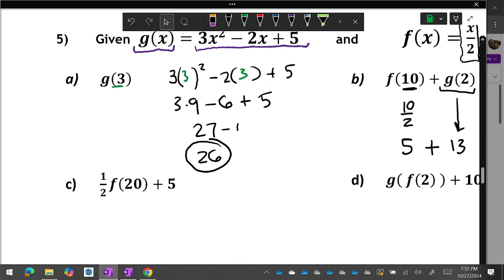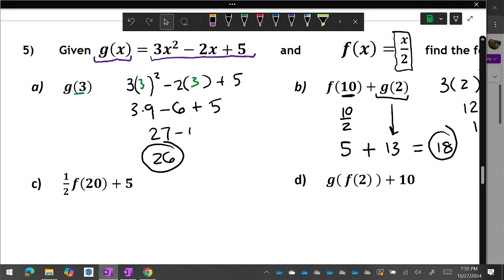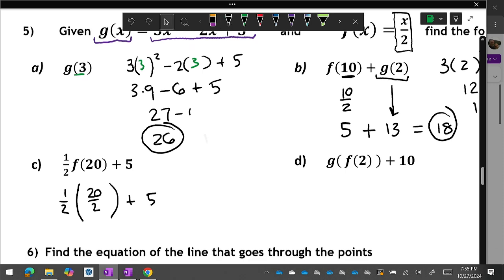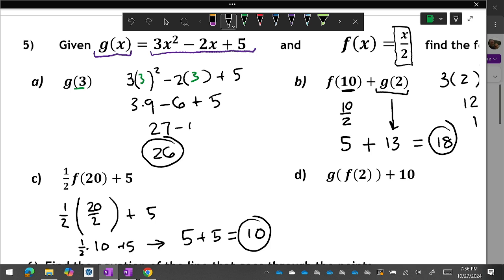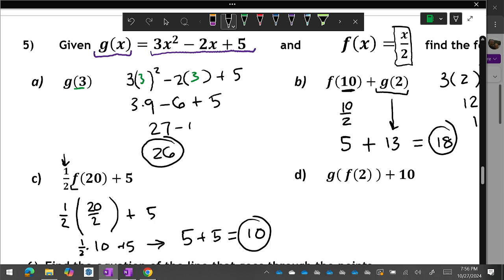C says that you're going to take f, feed 20 into it, and then you're going to do something to that result. So I'm going to write a half times what we get back from f when we give it the number 20, plus 5. Well, we know what f does if I send 20 into it. It takes that 20 and divides it by 2. So 20 divided by 2 is 10. I'm going to take a half of that again and then add 5. So half of the 10 is 5, plus that 5 more gives us a final output of 10. So 1/2 of the output of the function f when you feed it 20, plus 5 more, is 10.